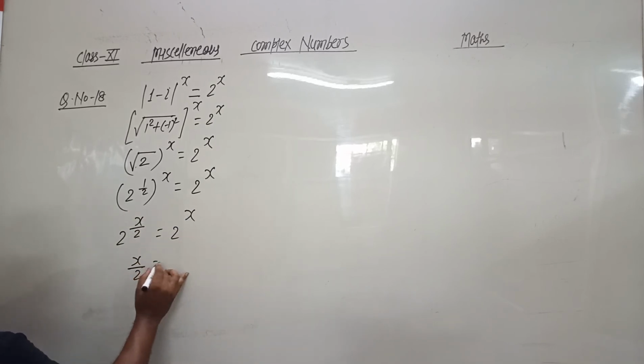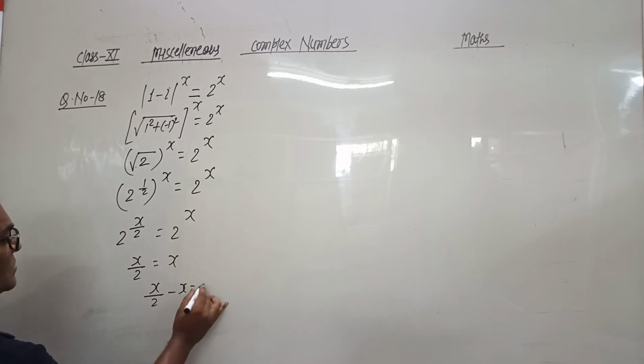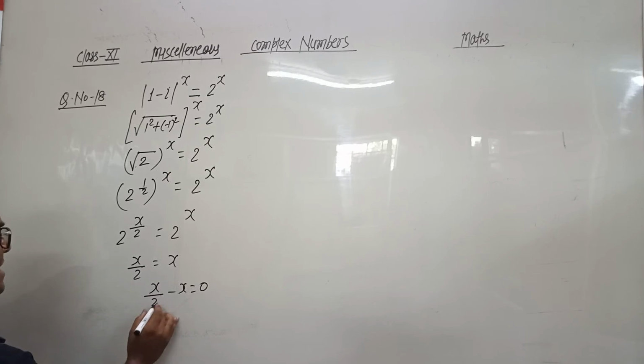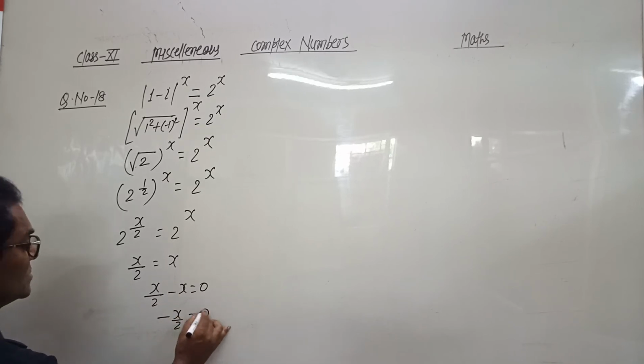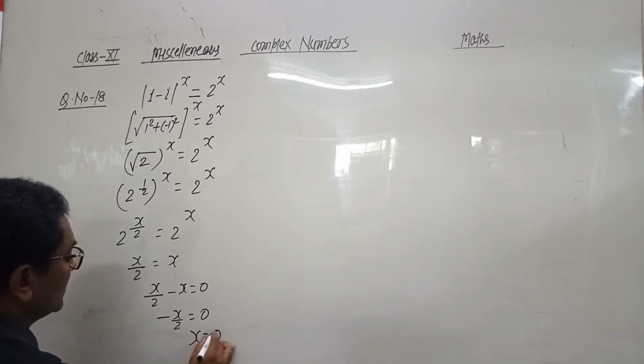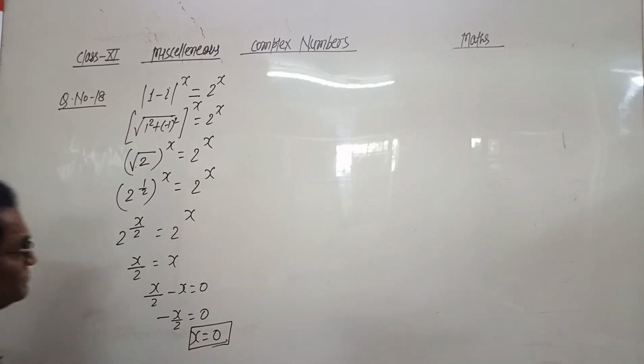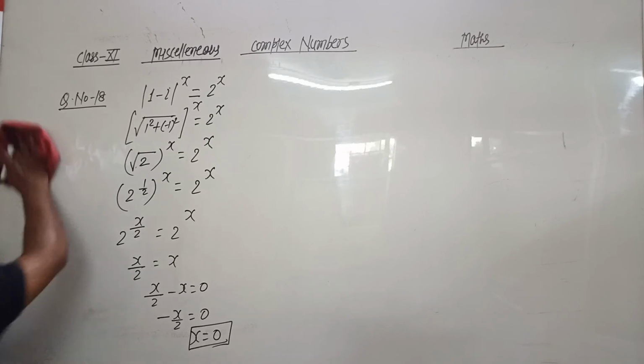So x by 2 equals x, and x by 2 minus x equals 0. Taking LCM, we get x minus 2x, means minus x by 2 equals 0, and the value of x comes to be 0. So we have to find the number of non-zero integral solutions. So the answer is 0. The number of non-zero integral solutions is 0.